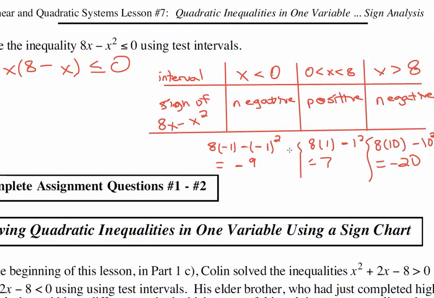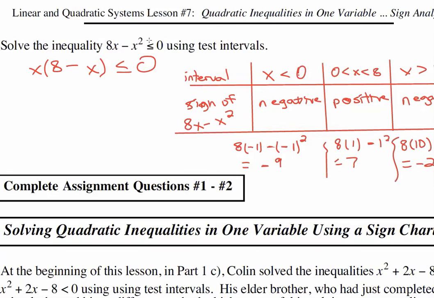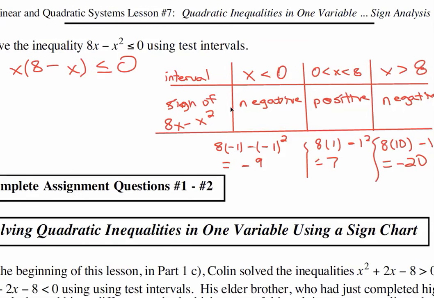So we're almost done. The last thing we need to do is actually answer the question. It asks us to solve the inequality 8x minus x squared less than or equal to 0. So when is this less than or equal to 0? Well, when it's negative. So when x is less than or equal to 0, and when x is greater than or equal to 8. Remember to make sure you have less than or equal to and greater than or equal to, because that's what the question has.